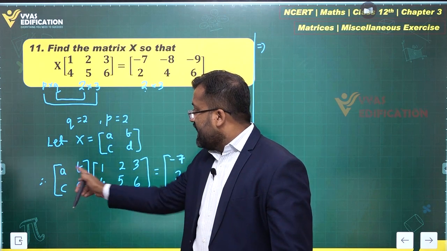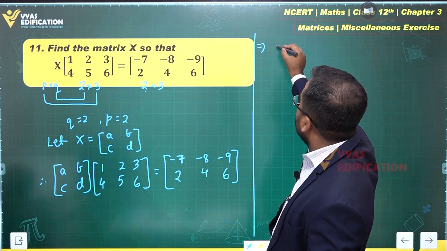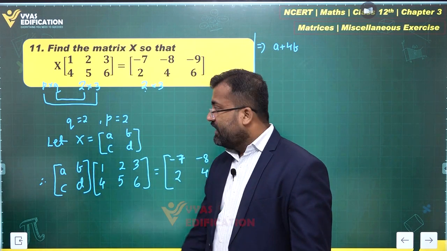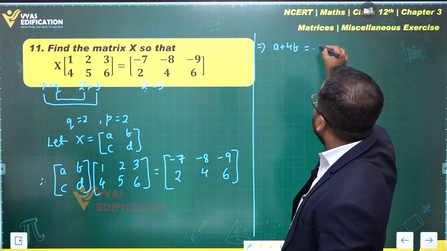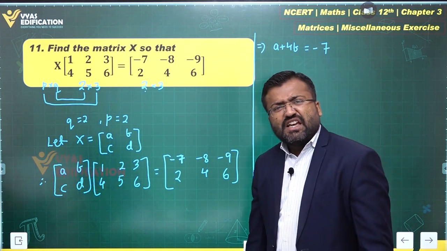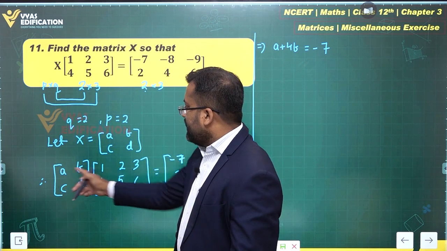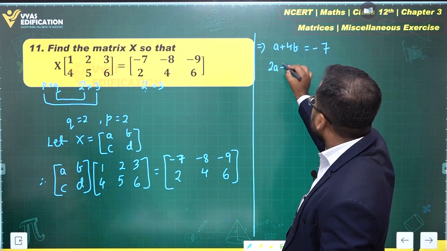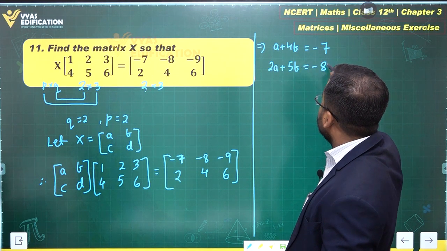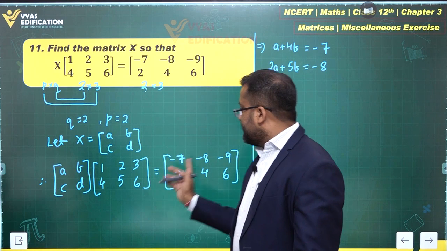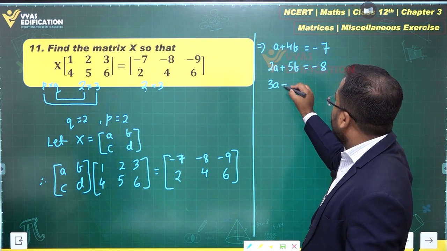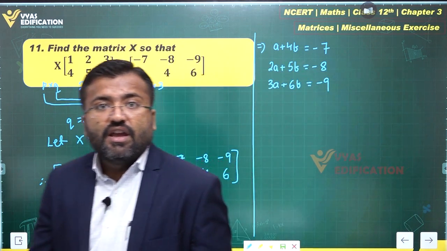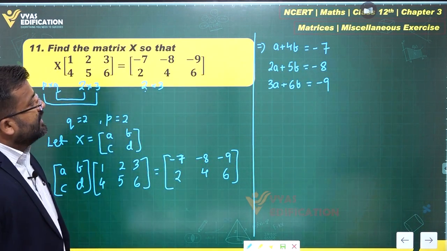What you get is A, B gets multiplied with 1, 4. What you get is A plus 4B. Okay. This is the first row, first column element. And this will be equal to minus 7. Okay. We can directly form equations? Yeah, we can directly form equations. The first row gets multiplied with second column, 2A plus 5B will be equal to minus 8. Okay. And 3A plus 6B will be minus 9. This is what you get. 3A plus 6B would be equal to minus 9. That's what you get over here.